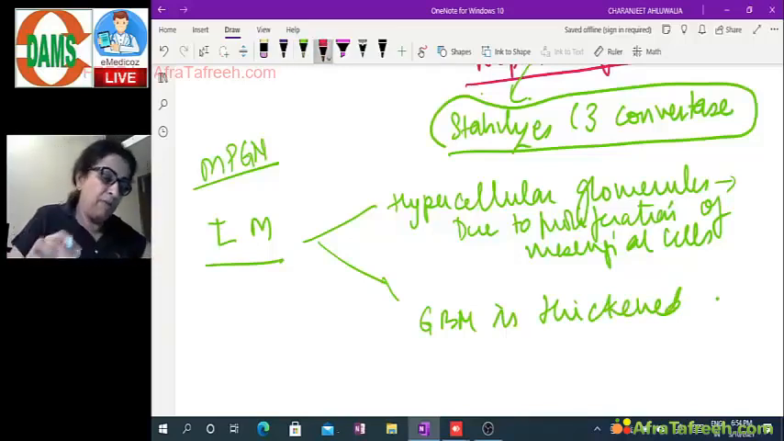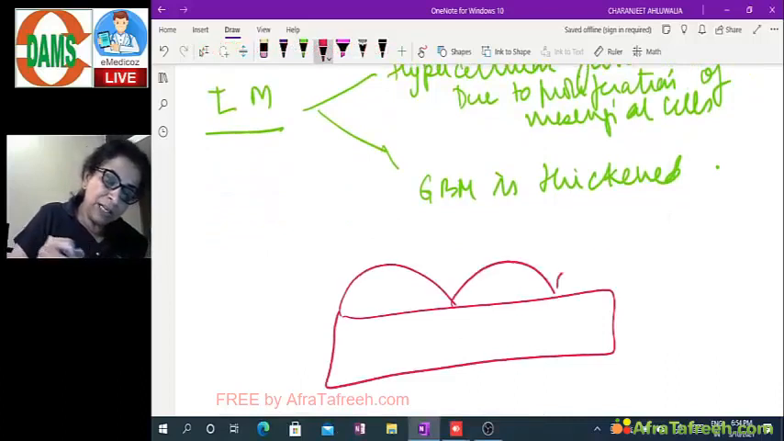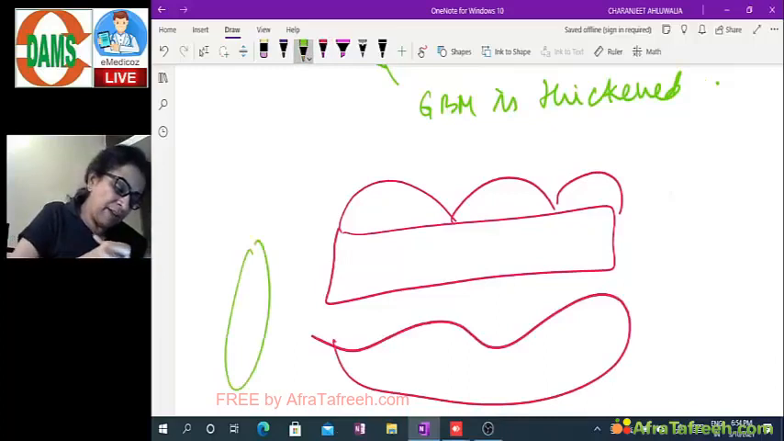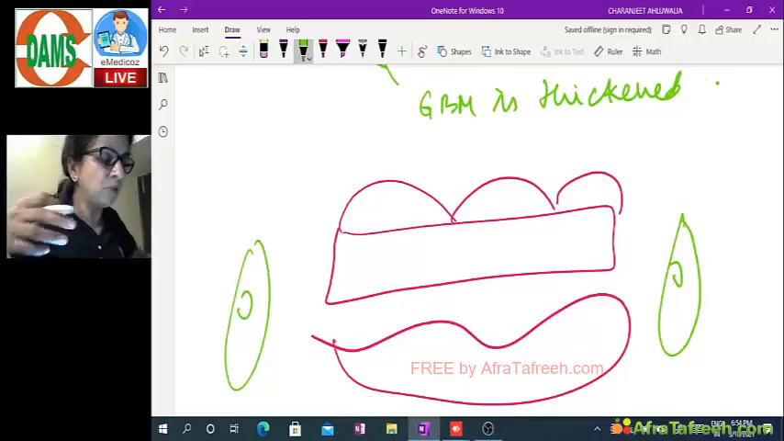Now, light microscopy: the glomerulus is hypercellular. Why is it more cellular? Because the mesangial cells are multiplying and the GBM is thickened. Now the next question is, why is the GBM thickened? You know this is the GBM, these are the endothelial cells, these are the visceral epithelial cells, and outside, what do we have? These are the mesangial cells. Now what happens? These mesangial cells are multiplying.